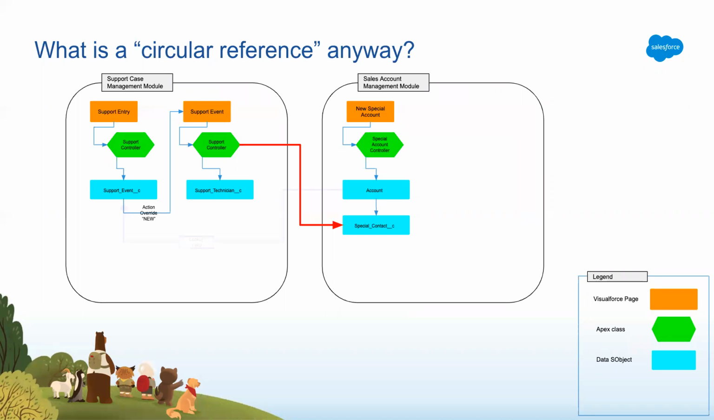Another crazy example would be, what if the account object had a lookup field all the way back to support event? It's definitely a possibility, especially in a Happy Soup org, because people don't think about it. They add those kinds of dependencies all day long. And again, now we've got an extremely circular dependency. You can't have the support case module installed without the sales account module, but you can't have the sales account module installed without support case.